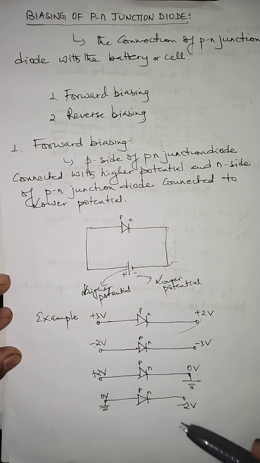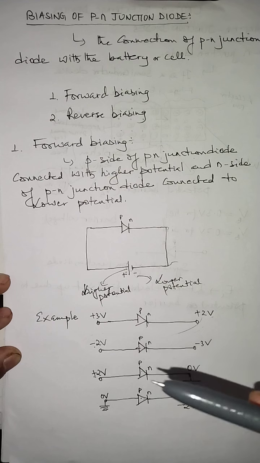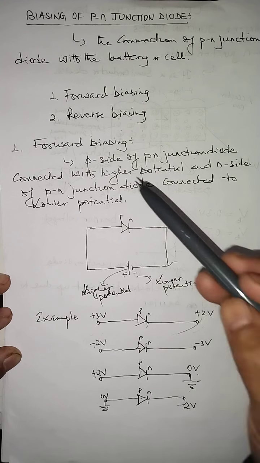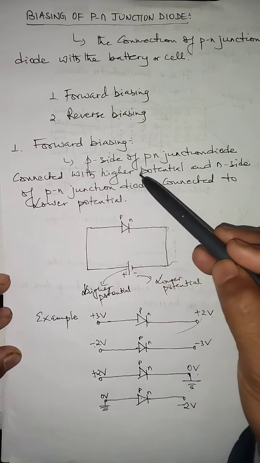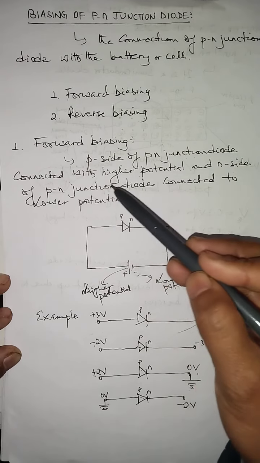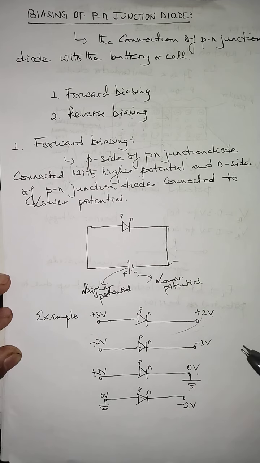Forward bias. So remember, children, this much: when a PN junction diode is connected to the external circuit in such a way that the P side of the PN junction diode is connected to higher potential and the N side of the PN junction diode is connected to lower potential, then that PN junction diode is under what bias? Forward bias. Similarly, we can do the reverse biasing of a PN junction diode.